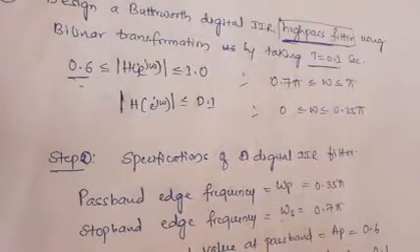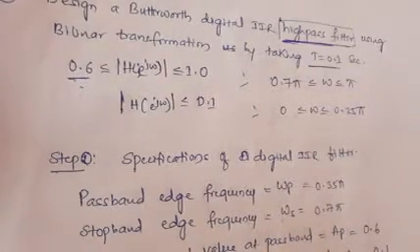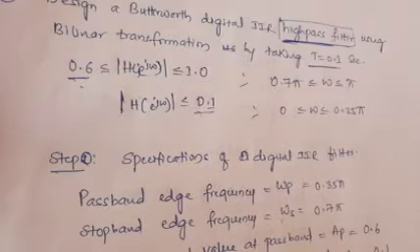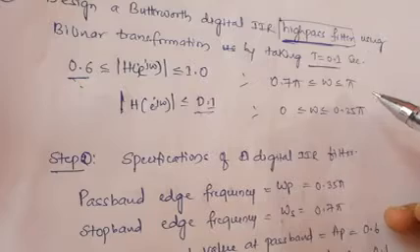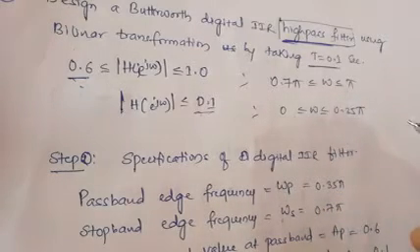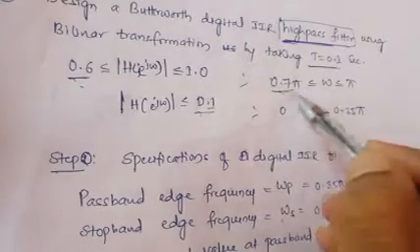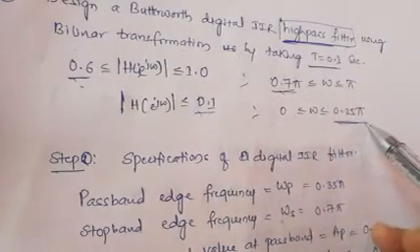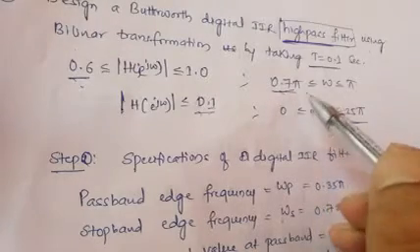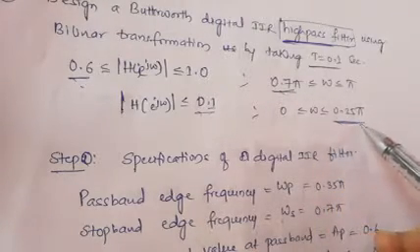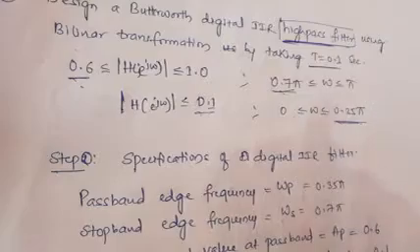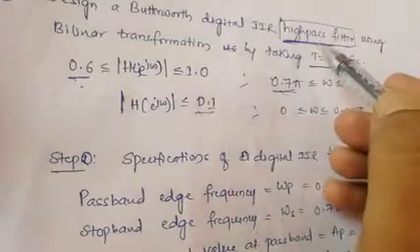That one we are representing as alpha p, and 0.1 indicates the stop band gain, and the respective frequencies are 0.7 pi and 0.3 pi. 0.7 pi and 0.3 pi. These are the specifications of frequencies for the high pass filter.